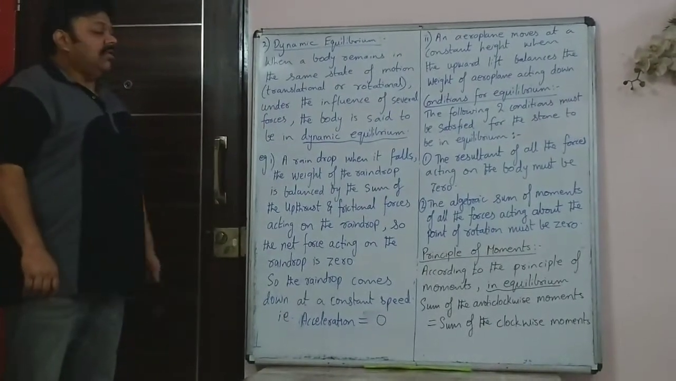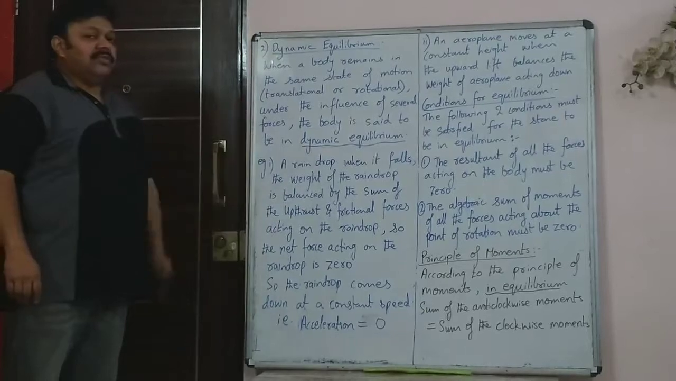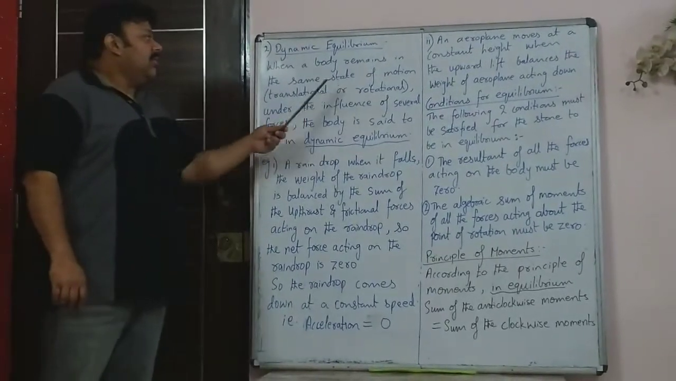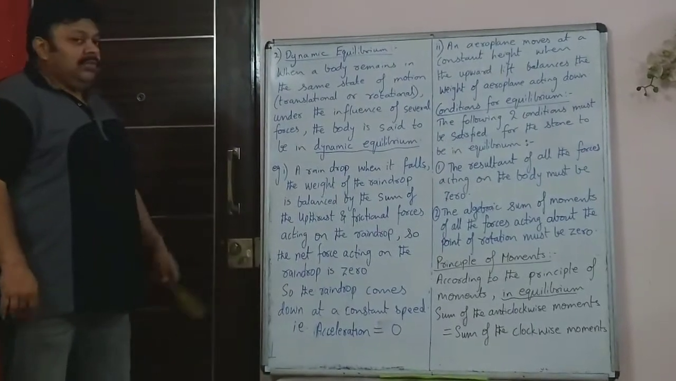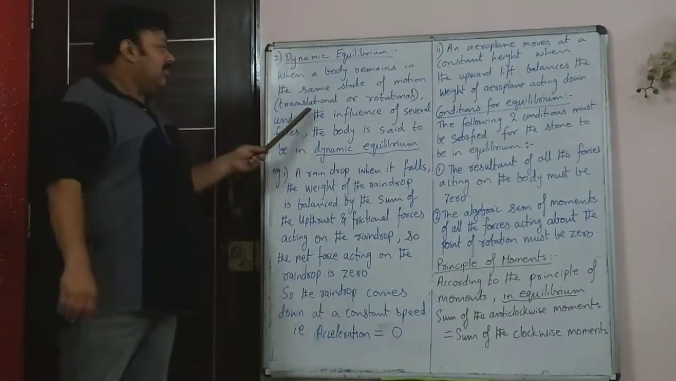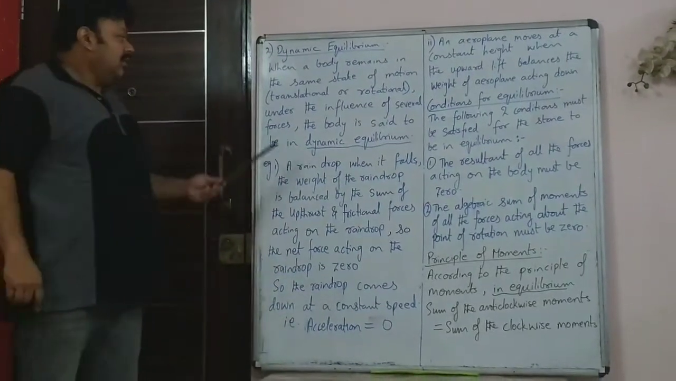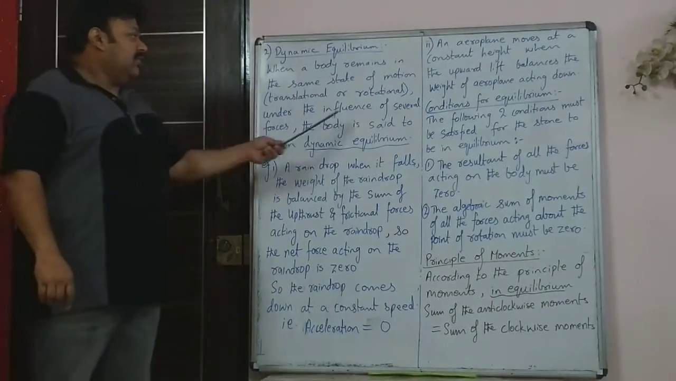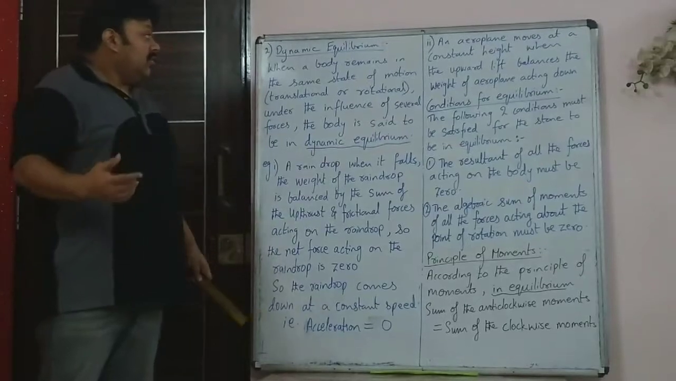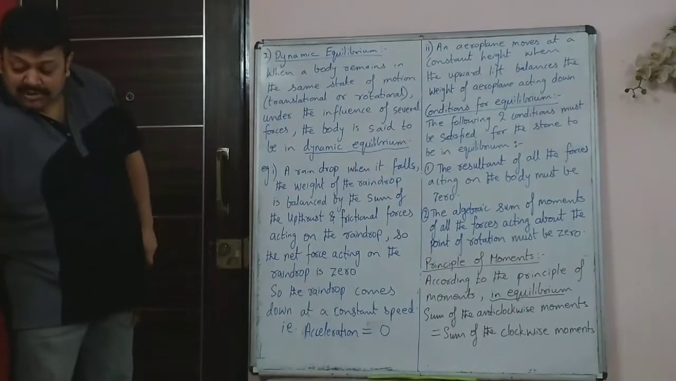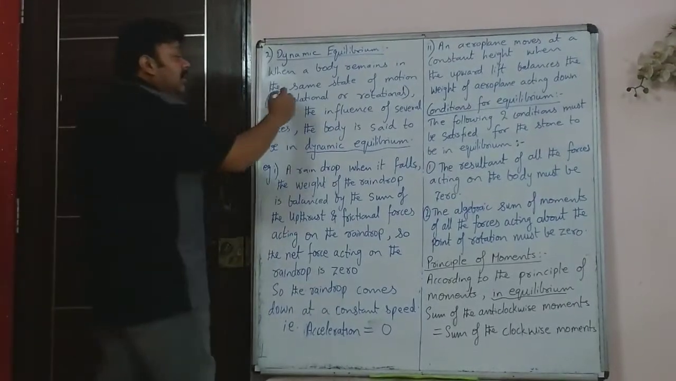Now dynamic equilibrium, obviously the word itself means that something is in motion, dynamic. So when a body remains in the same state of motion, the motion could be along a straight line path, that is translational, or it could be a body is rotating under the influence of several forces. So the body is in the same state of motion. Same state of motion means there is no acceleration on the body.